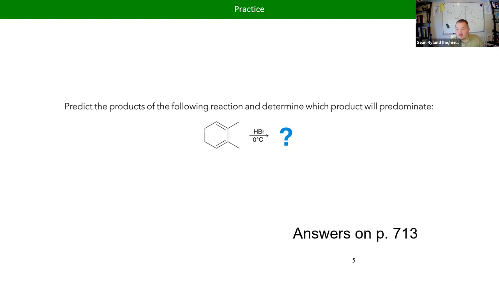All right, so you don't have to draw the mechanism for this one. I'm going to give you guys a head start again. Draw the products, tell me which one's the kinetic product, which one's the thermodynamic product, and at 0 Celsius, which one do you expect to be the favored product?